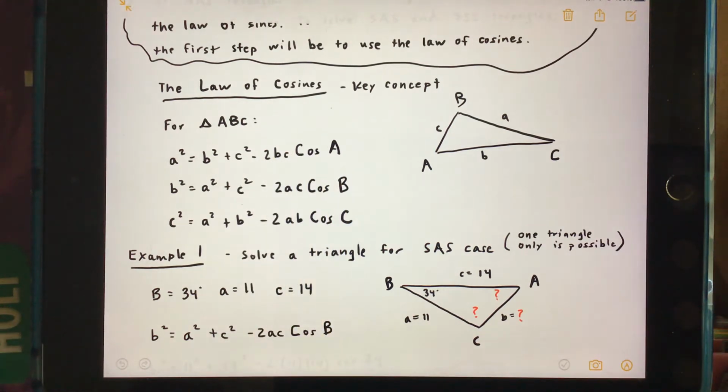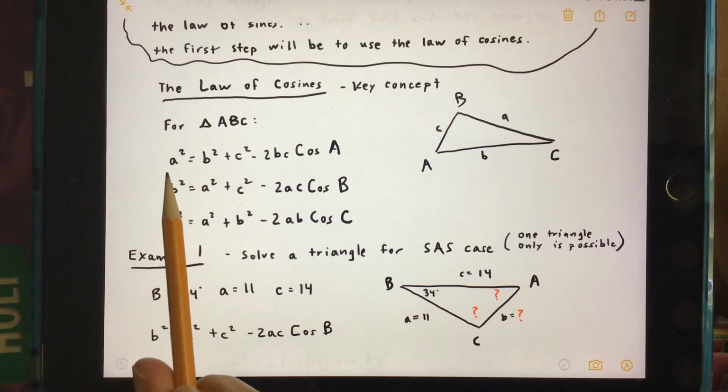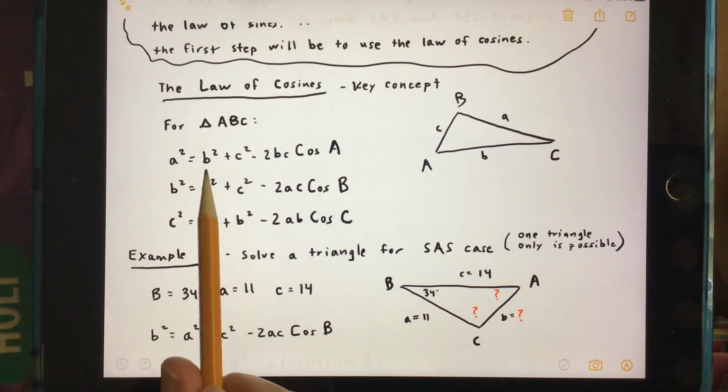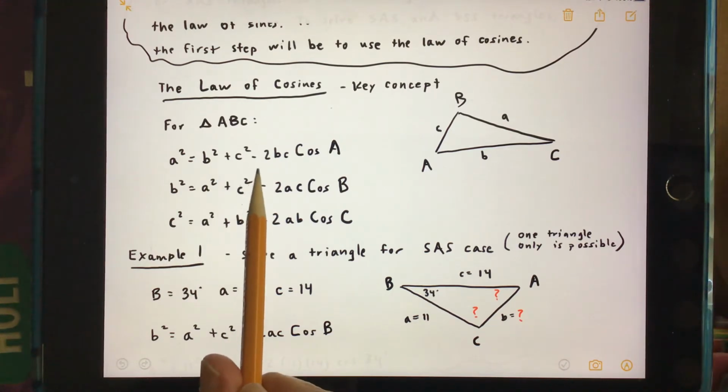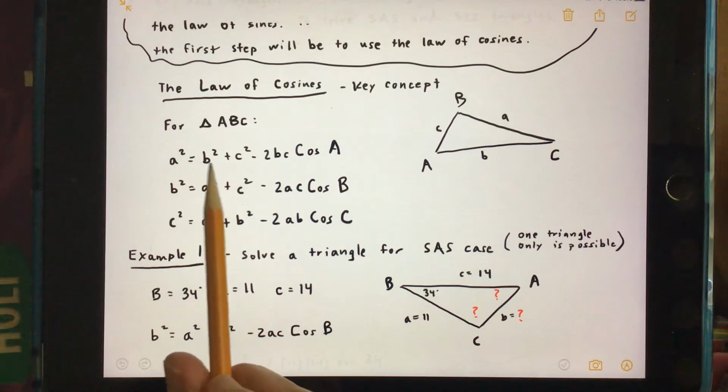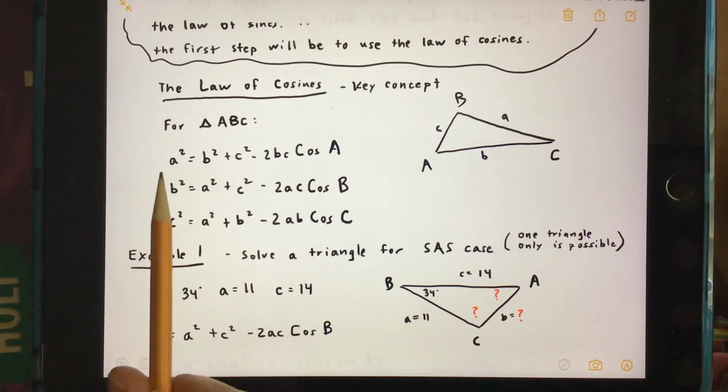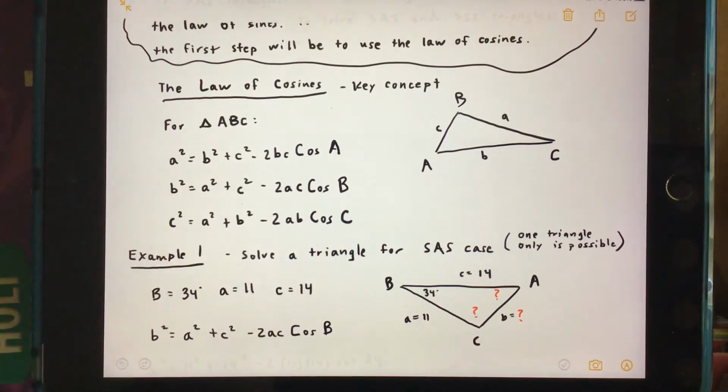So I remember each one of these by noting that whatever letter we start with, we're going to be equal to the other two letters squared and added. We're going to subtract off twice whatever these letters are, times the cosine of whatever this letter is. That's how I remember it.